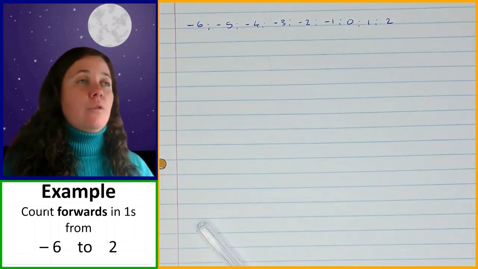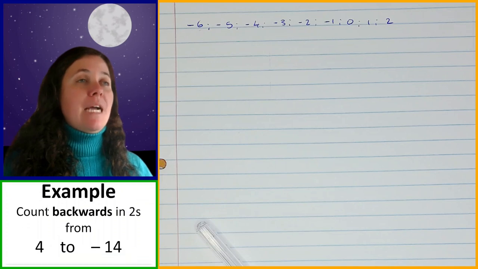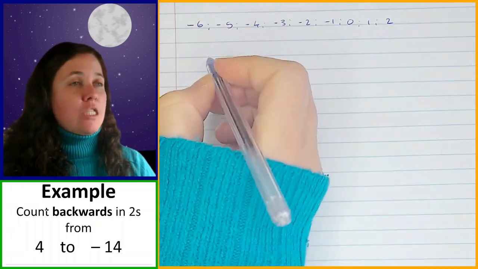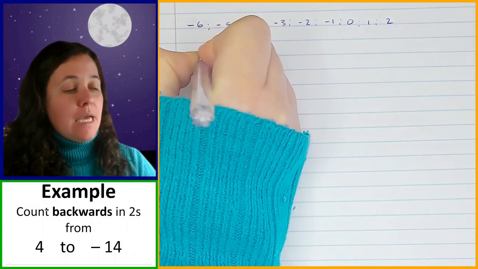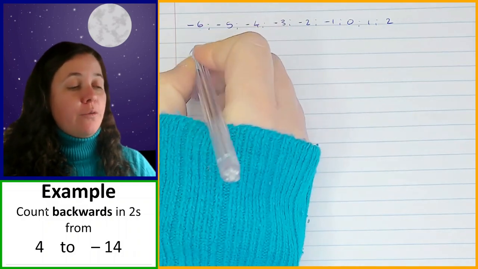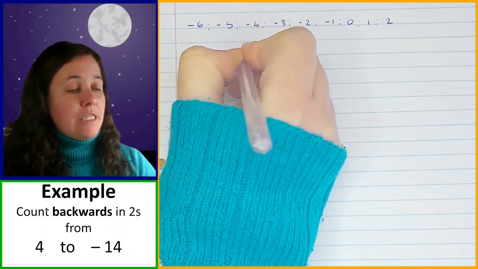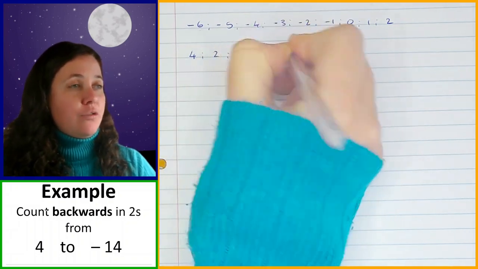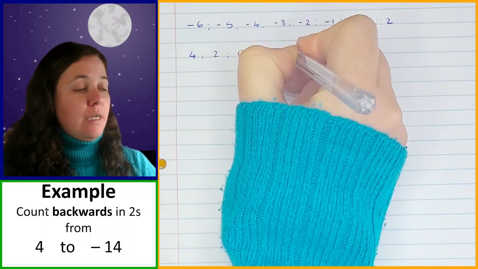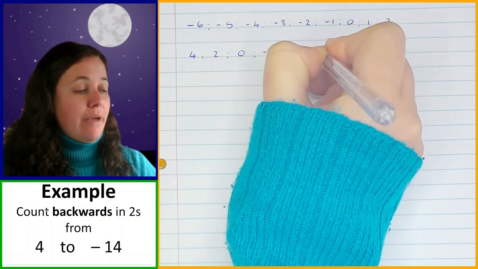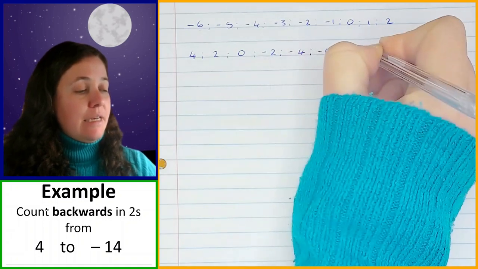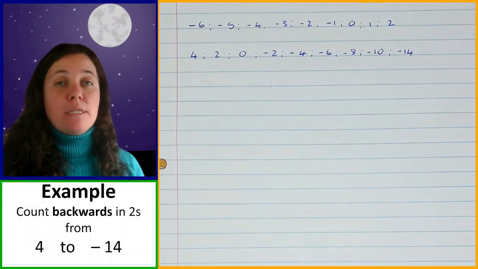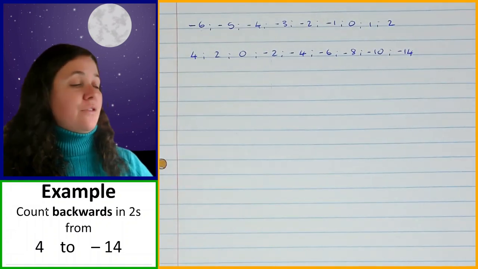Okay, our next example, we're going to be counting backwards in twos from 4 to negative 14. Okay, so we're going to start at 4, and we're going to count down in twos. So we go down to 2. And then 0, and now we're going to go down below 0. So 2 less than 0 is negative 2. Then 2 less than negative 2 is negative 4. And then we have negative 6, and negative 8, negative 10, and negative 14. So that's what you would get when you're counting backwards in twos from 4 to negative 14.